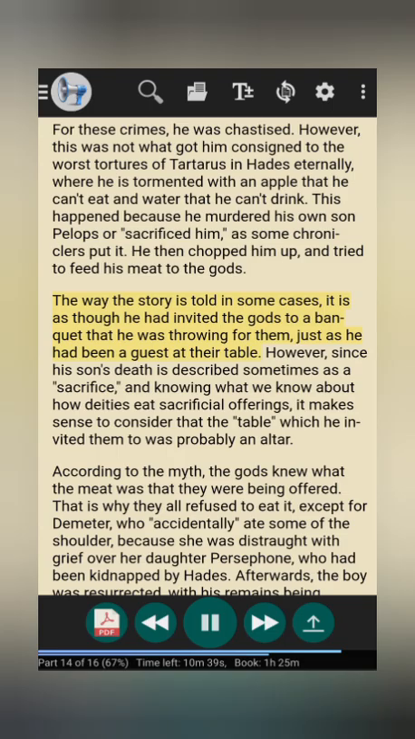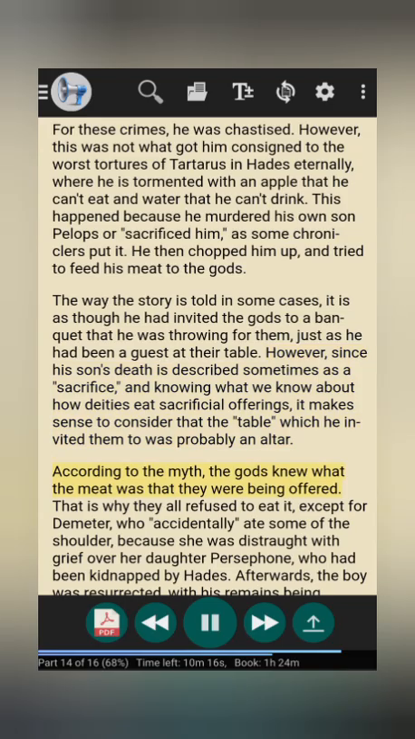The way the story is told in some cases is as though he had invited the gods to a banquet that he was throwing for them, just as he had been a guest at their table. However, since his son's death is described sometimes as a sacrifice, and knowing what we know about how deities eat sacrificial offerings, it makes sense to consider that the table which he invited them to was probably an altar.